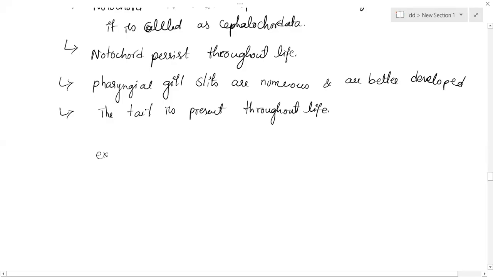A good example is Branchiostoma, amphioxus. Branchiostoma is also called amphioxus, and also commonly called lancelets.